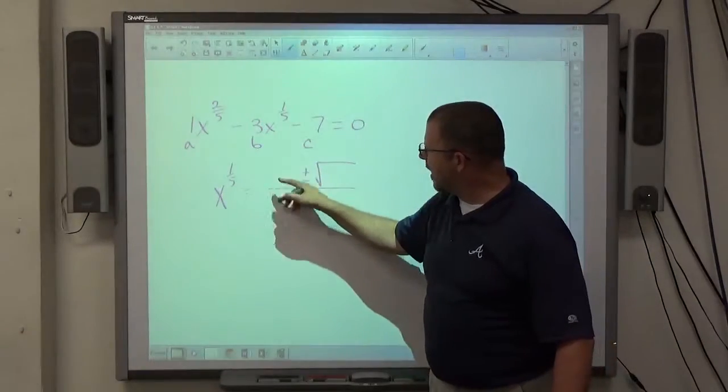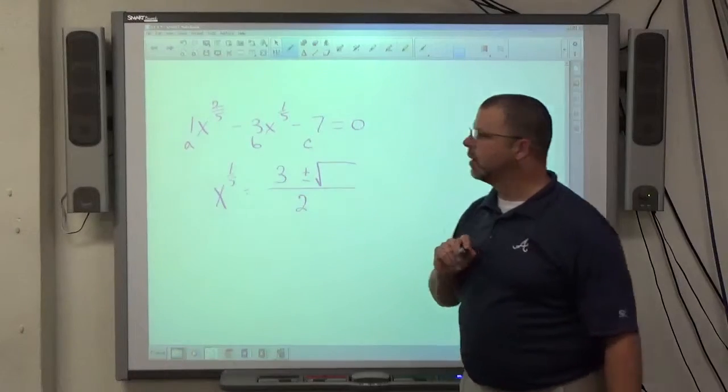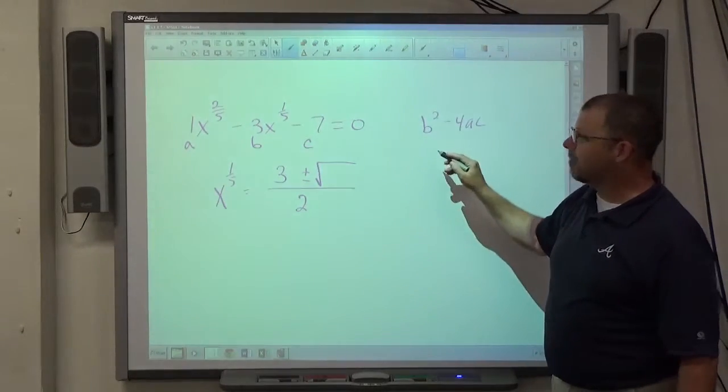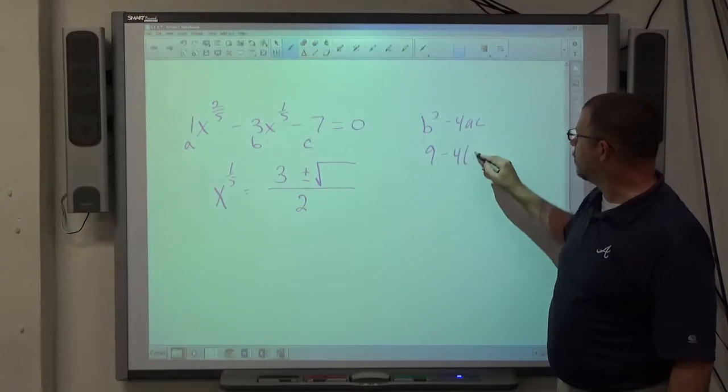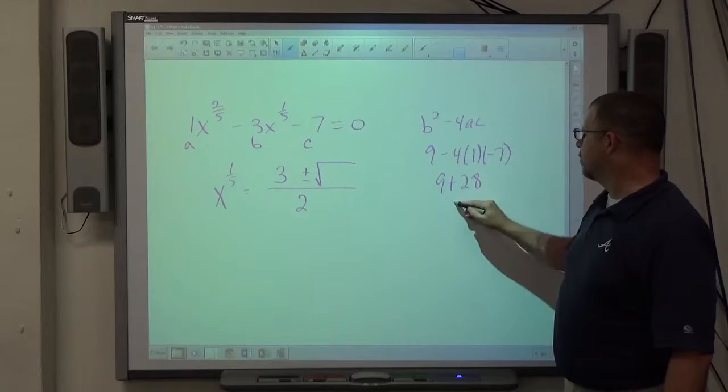What goes right here is -b, which is going to be 3. 2a goes on the bottom, that's 2. If I go to b squared minus 4ac, I'm going to get 3 times itself is 9, minus 4 times 1 times -7. So 9 plus 28 is equal to 37.